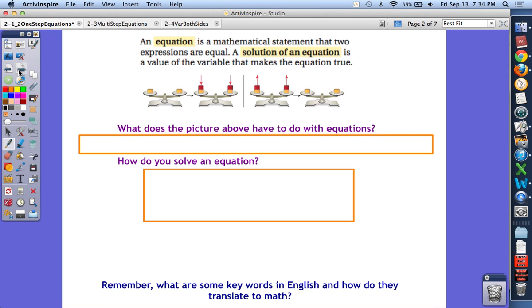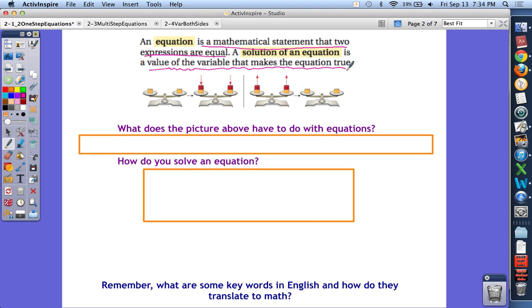Before you do any pauses, I want you to copy down these definitions. So an equation is a mathematical statement that says that two expressions are equal. A solution to the equation then is going to be any value of the variable that makes the equation true. So make sure you write those down on your notes.